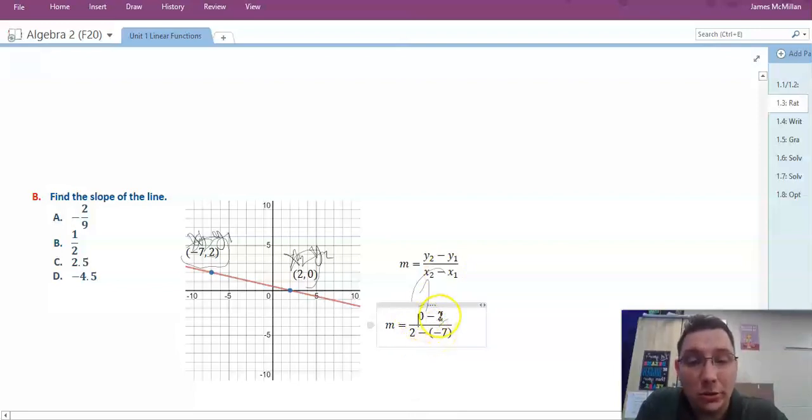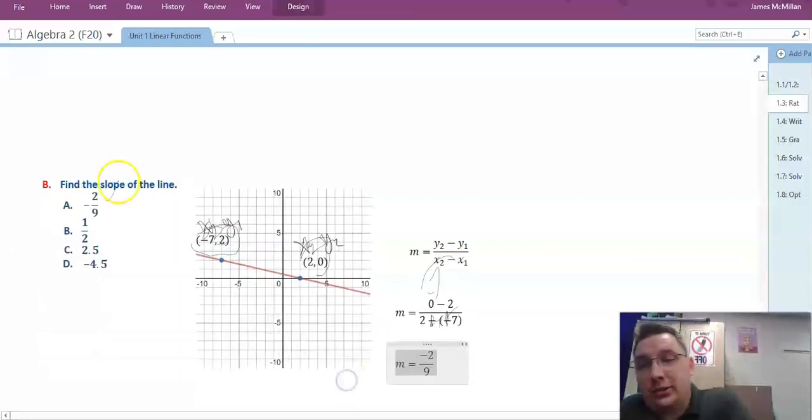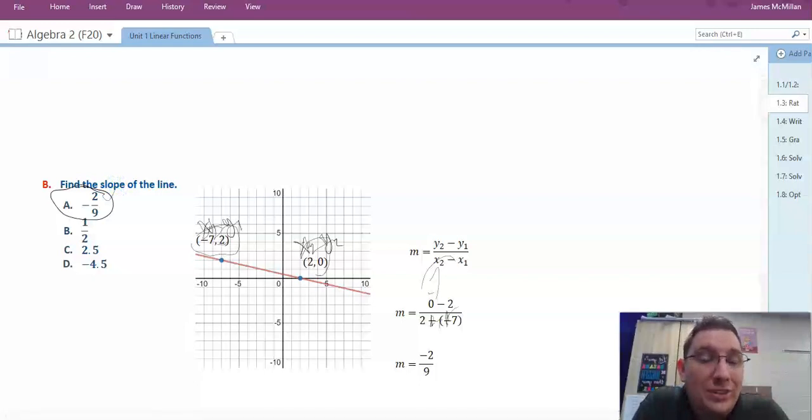So 0 minus 2 is negative 2, and again, the double negative will become positive, so 2 plus 7 is 9. And so we get that our final answer is that the slope is negative 2/9, meaning that our final answer is A in this problem. If you get 9 over negative 2 and get negative 9/2, which is answer choice D, then the likelihood is that you flipped your X's and your Y's. Any of the other solutions are going to be interesting to come out with for that B or C option.